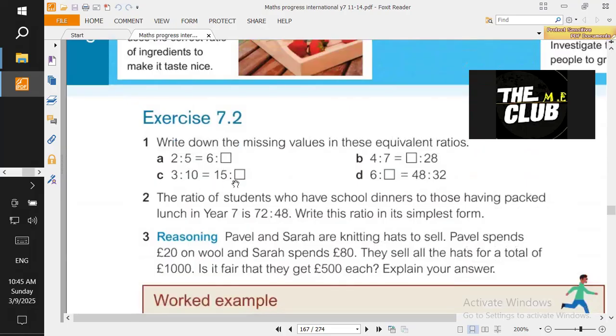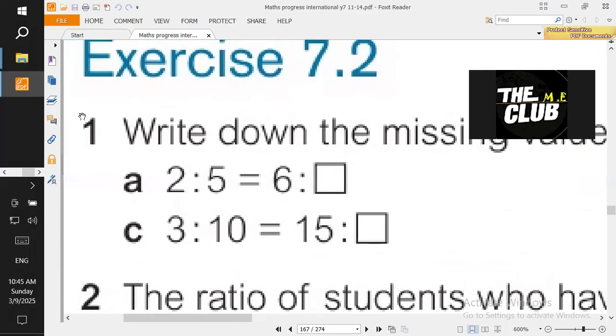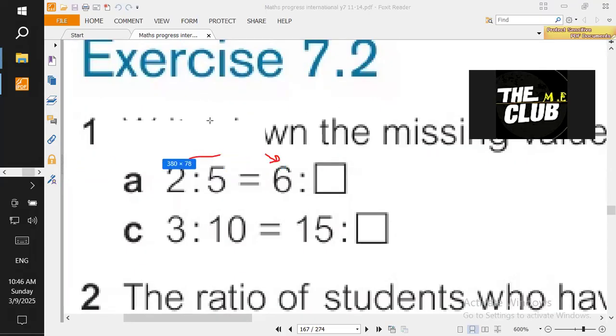First, these are equivalent ratios. As we said, with equivalent ratios, you have to focus on what happened to one ratio so you can do it to the other. So the first one, from 2 became a 6. How did it become a 6? Very good, by multiplying by 3. Good. So focus on this step. Yes, let me cover this so we can work here.